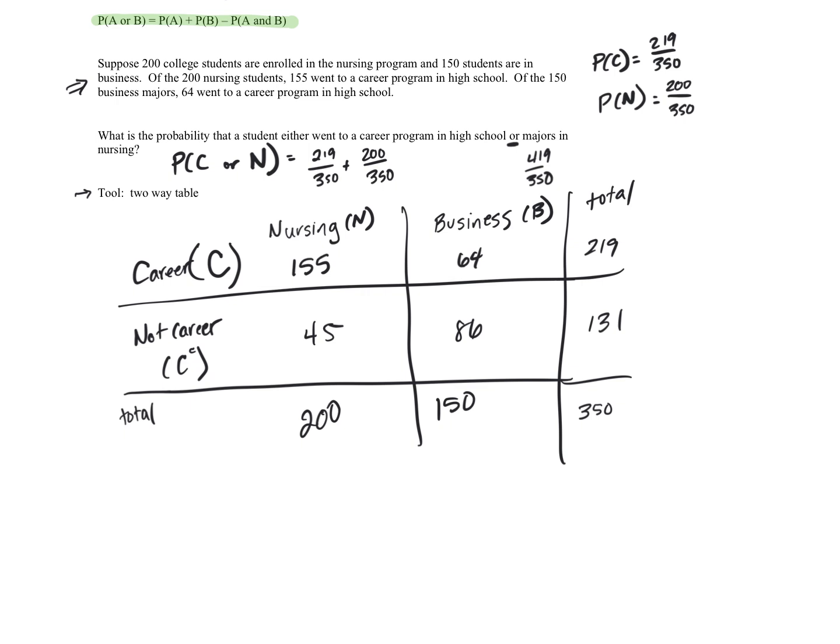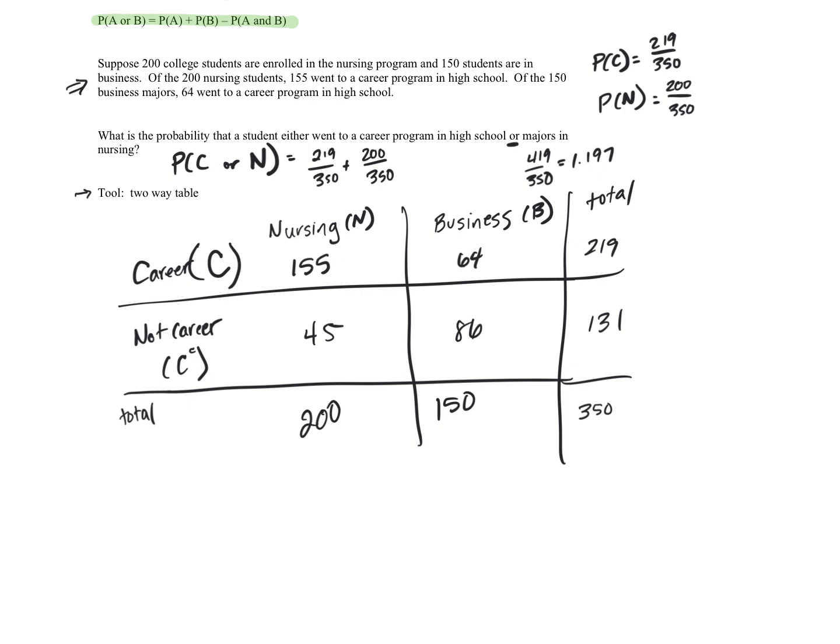Yeah. What is 419 out of 350? 1.197? They can't be above 1. Probabilities can't be bigger than 1. So let's look at what happened, okay?